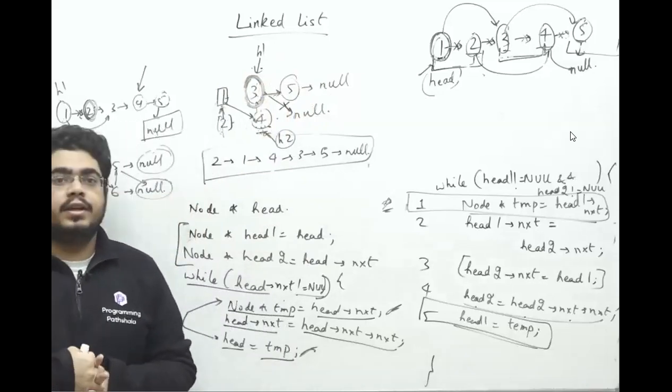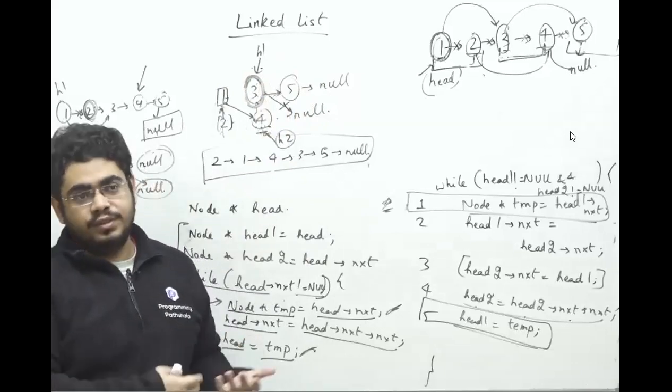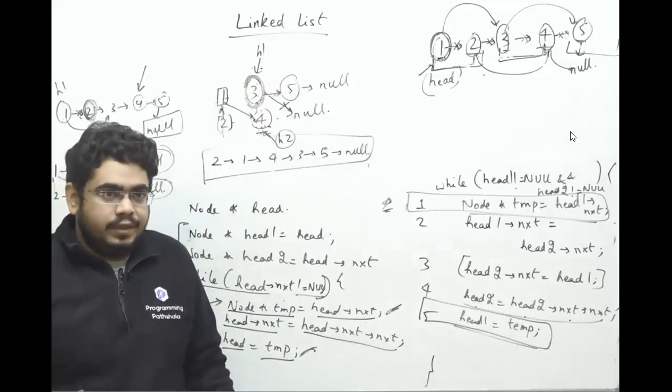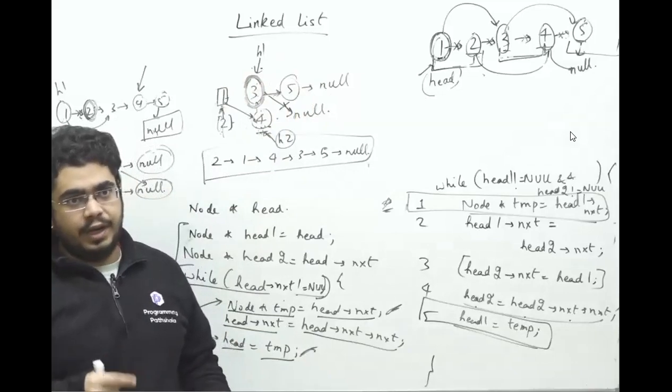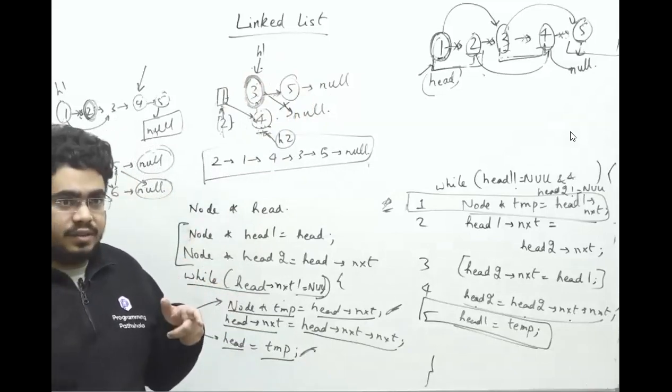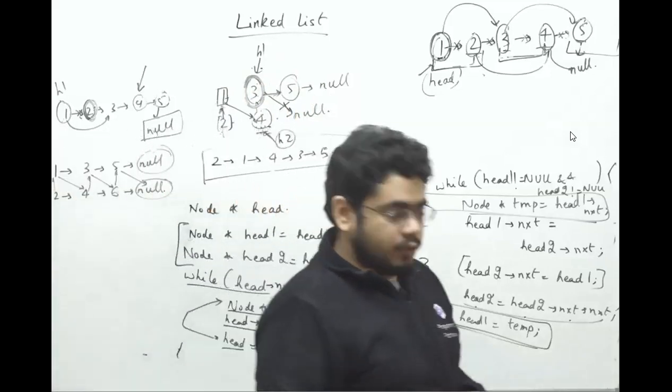Can't we use head 1's next is null? You can do all those changes. I'm just telling the simplest thing that seems understandable, right? That's up to you. If you want to complicate it, that head 1's next is not null, there you stop. You can do that. That's up to you. Okay.